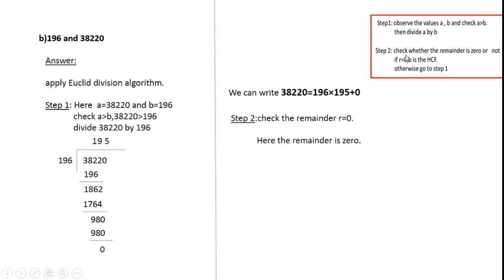What is step 2? Check whether the remainder is 0 or not. Here the remainder equals 0. So B is the HCF. B is what? This divisor, 196. The HCF of 38,220 and 196 is 196.